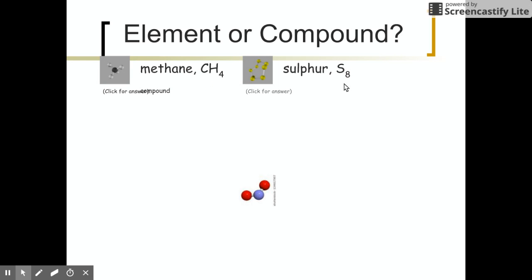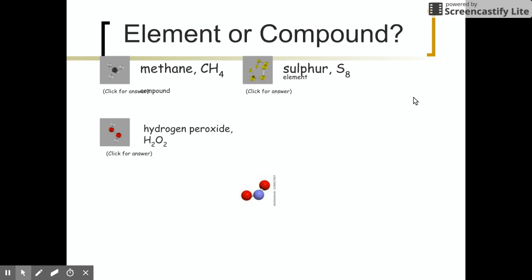Let's take a look at this one. Sulfur, S8. That means there are 8 atoms of sulfur. But if you look here, the big difference is there's only one element of sulfur. Here we have 2 elements. We have carbon and hydrogen. So is this an element or a compound? Even though there are 8 atoms, there is still only one element. So it is an element.